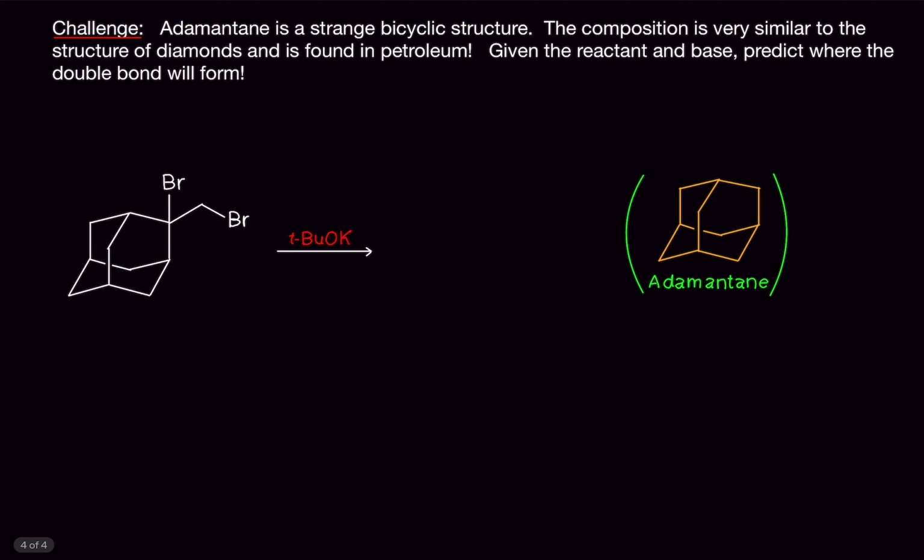All right, challenge. Adamantane is a strange bicyclic structure. The composition is very similar to the structure of diamonds. It's actually found in petroleum. So imagine that the derivative of diamonds is actually in gas for your car. Given the reactant and base, predict where the double bond will form. Okay. So this is the actual structure. I just added bromines to get this E2 reaction done.